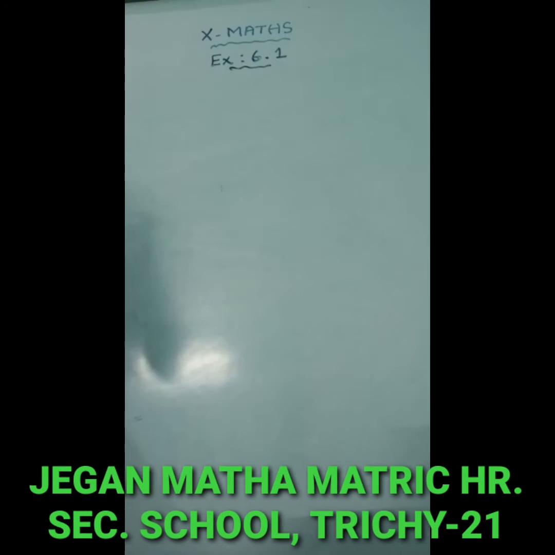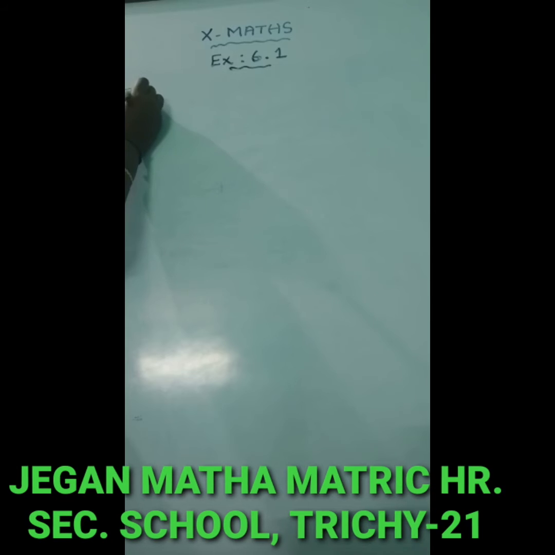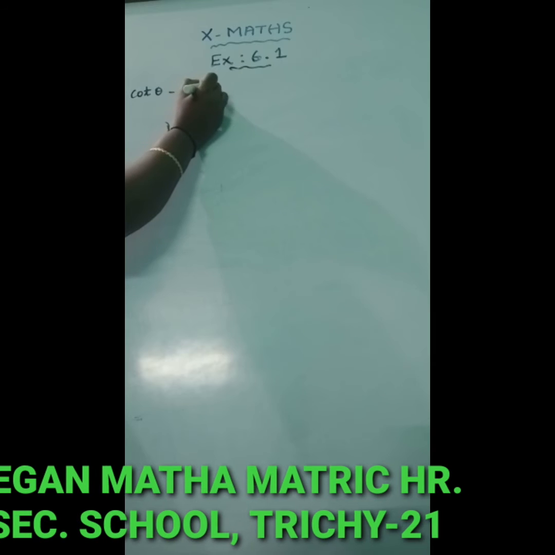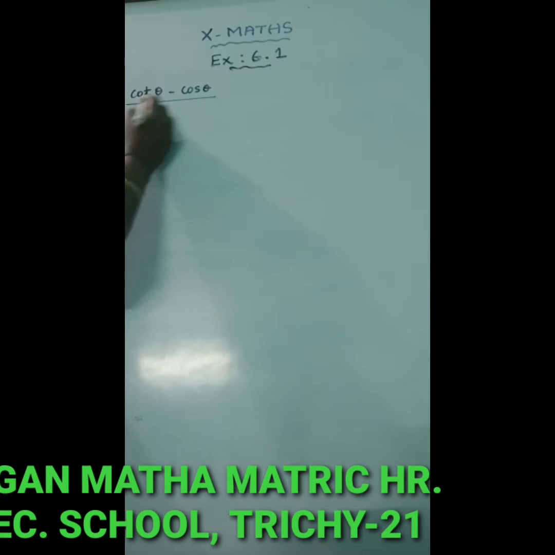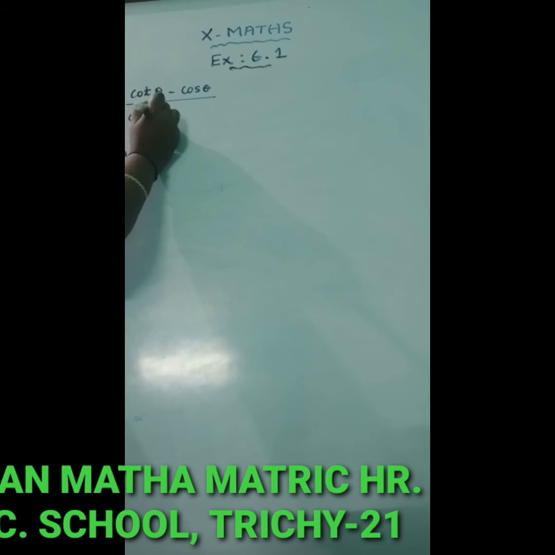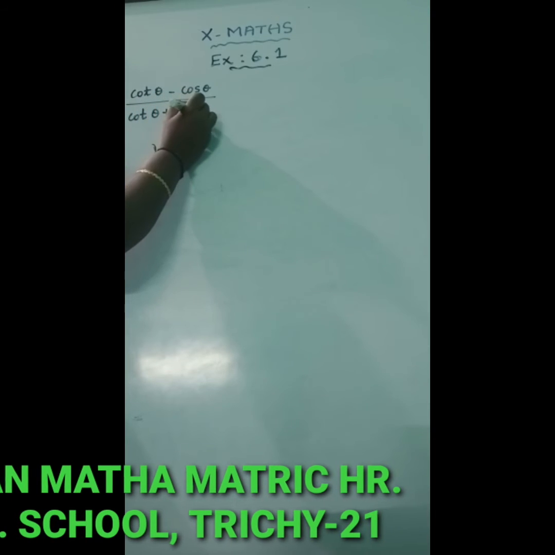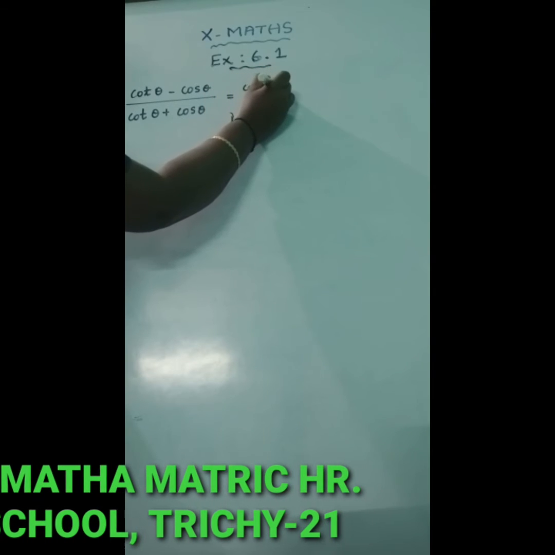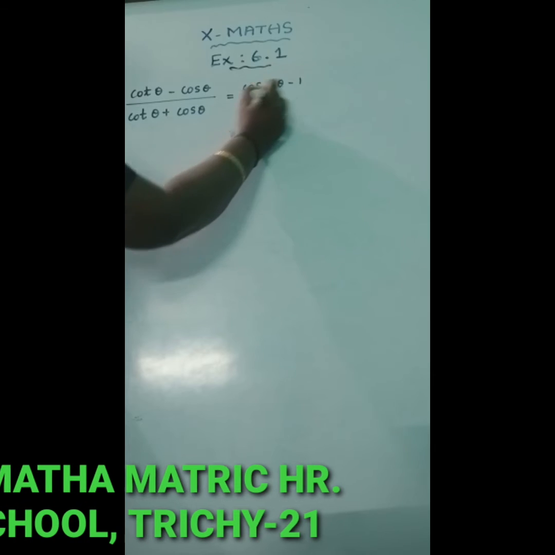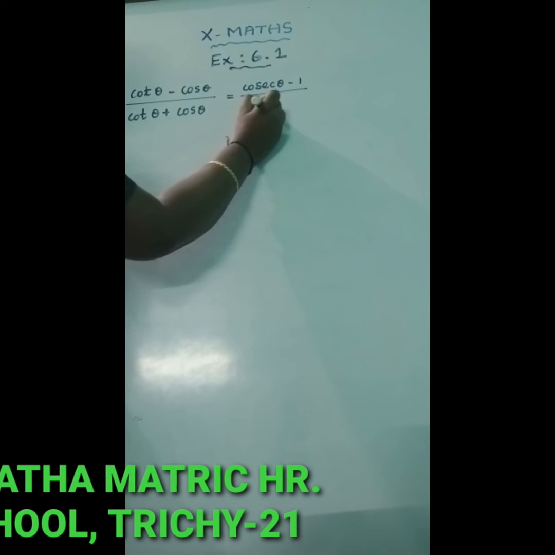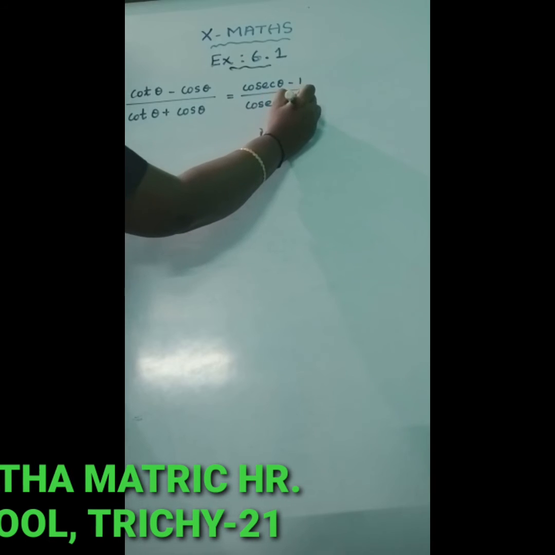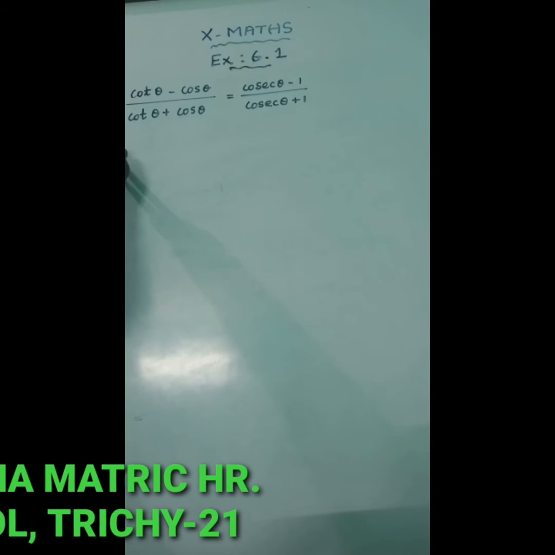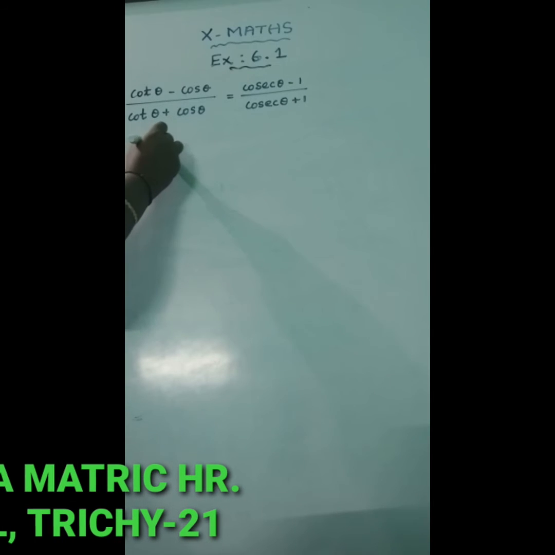In the second one, cot theta minus cos theta divided by cot theta plus cos theta is equal to cosecant theta minus 1 divided by cosecant theta plus 1. So let us write the solution, starting with the left hand side.